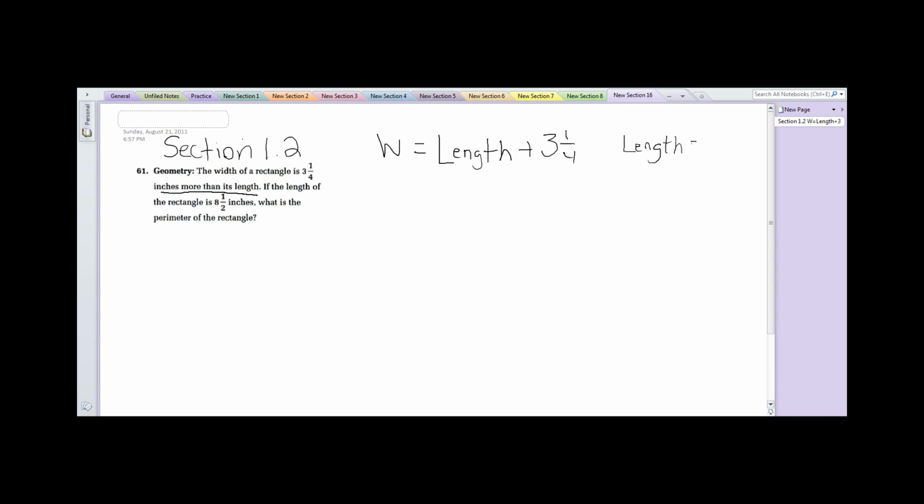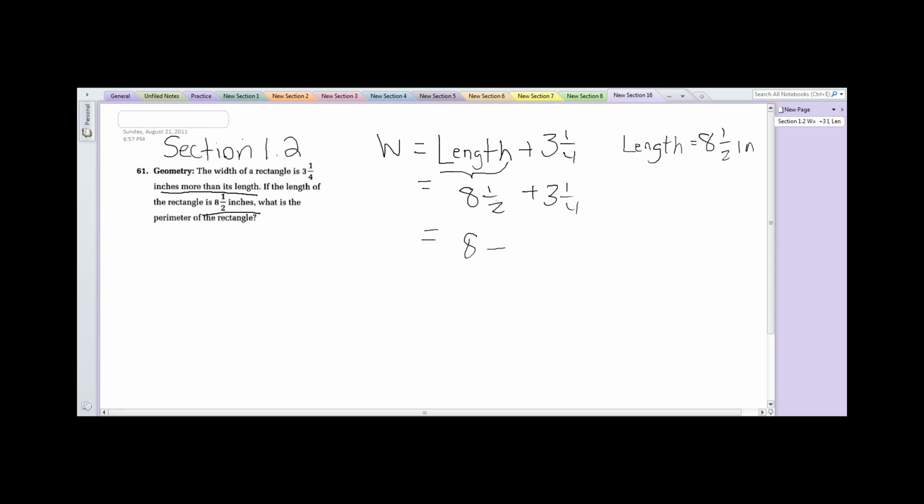But then they also tell us that the length is 8.5 inches. So we know that this length they just told us is 8.5 inches. So this is 8.5 inches plus 3 1/4 inches. The funny thing is that we can find the width because they told us what the length is. So what is 8.5 plus 3 1/4?